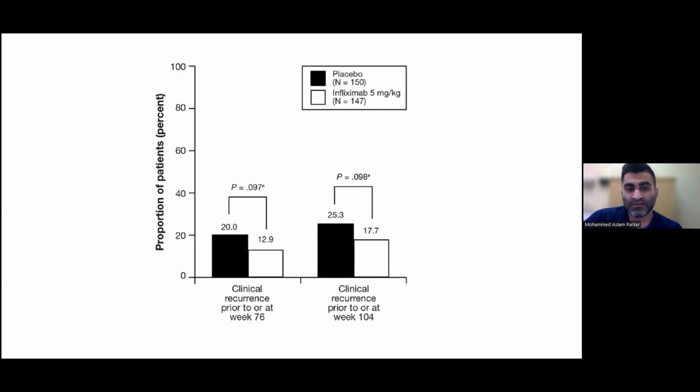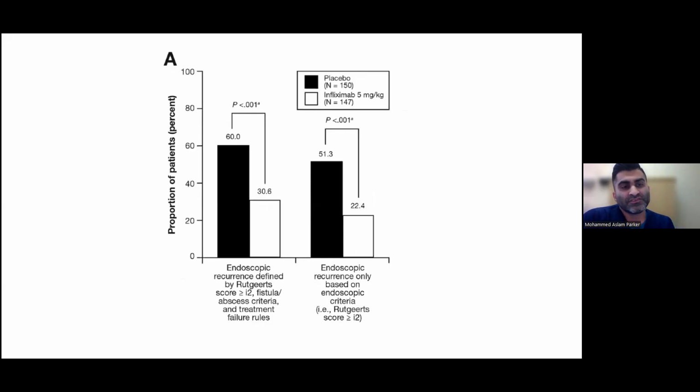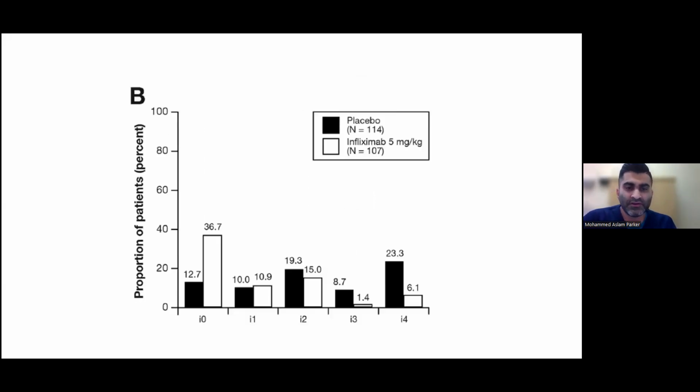When one looks at the outcomes from the study, this slide shows the clinical recurrence, and it shows that the placebo group did better than the infliximab group in terms of clinical recurrence. But just to note the p-value of 0.97, which is technically not statistically significant. When one looks at the endoscopic recurrence score, it is very clear that the infliximab group had less recurrence compared to the placebo group. And this trend followed through all the different Rutgeerts scores for infliximab compared to the placebo group.